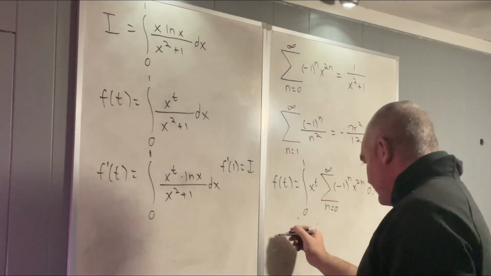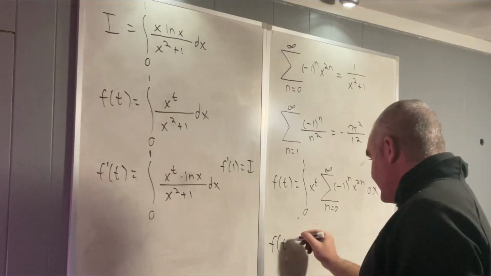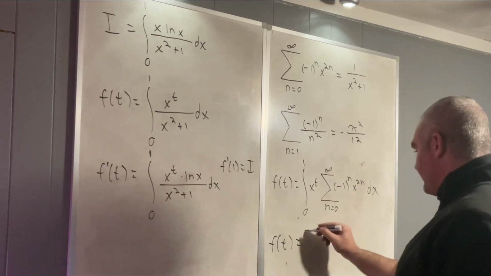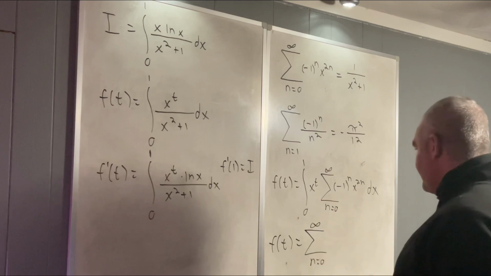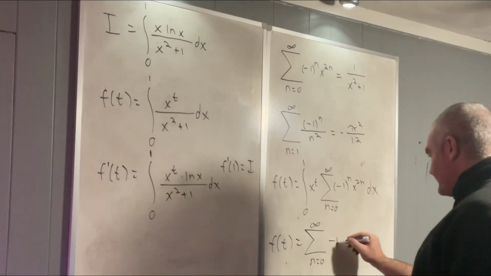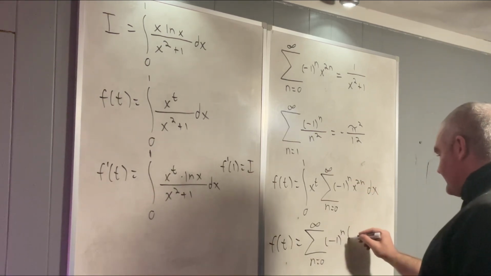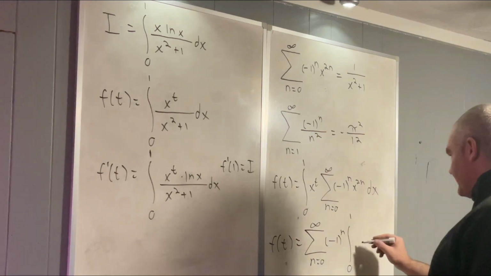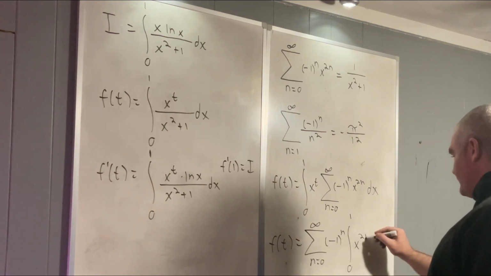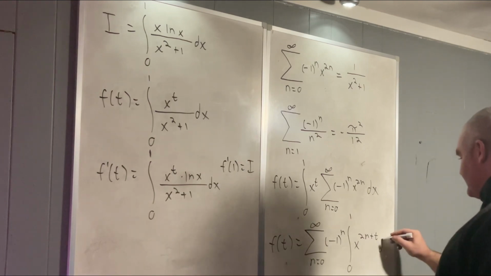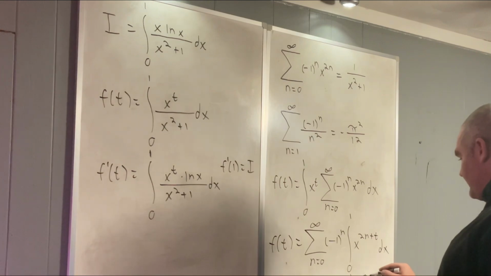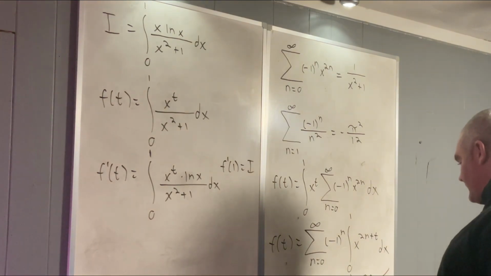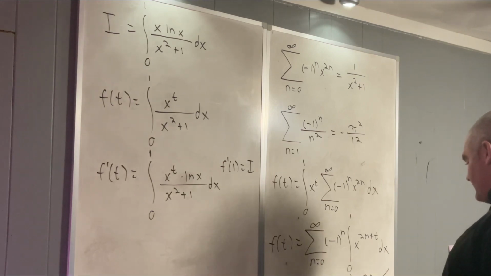So we're going to rewrite it one more time. F of t is equal to, let's see, we want the sum first now. So the sum is still going from 0 to infinity. And we'll have this negative 1 to the n times the integral from 0 to 1 of x to the 2n plus t dx. And this part right here is just 1 over 2n plus t plus 1.